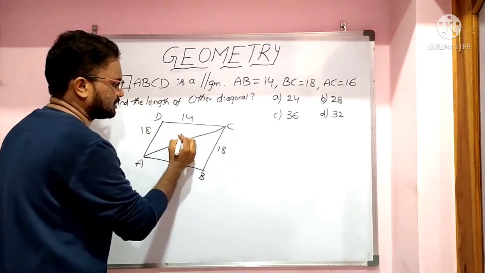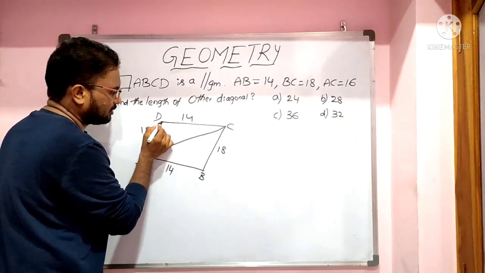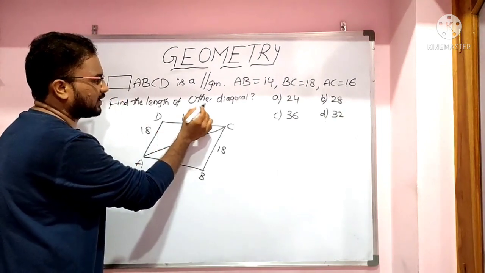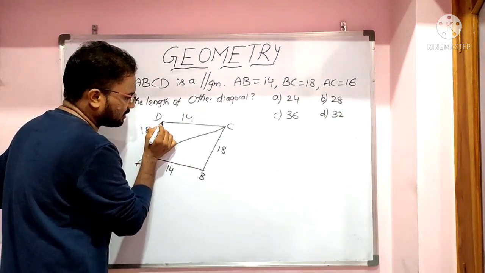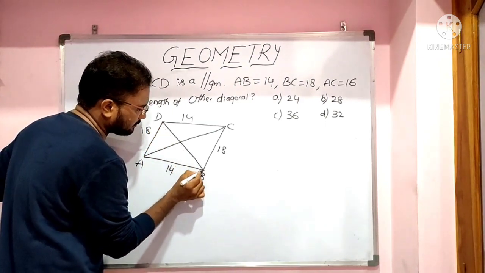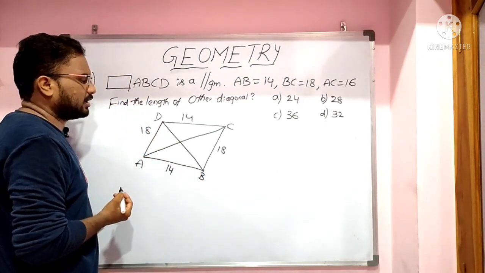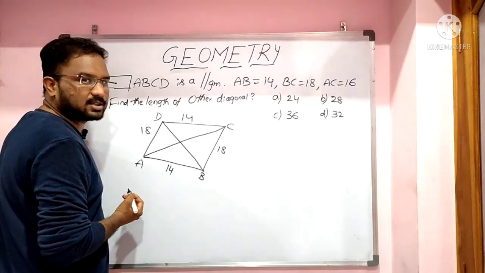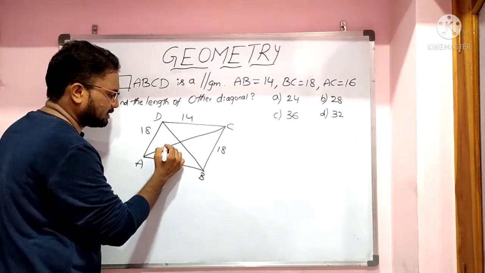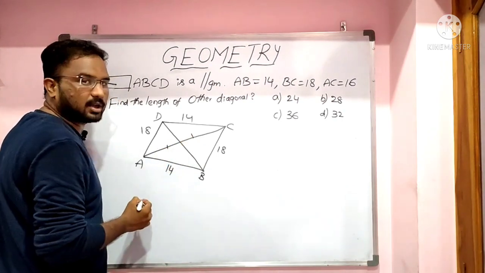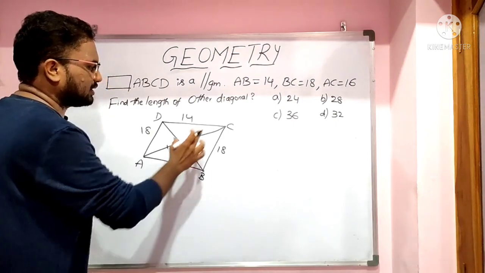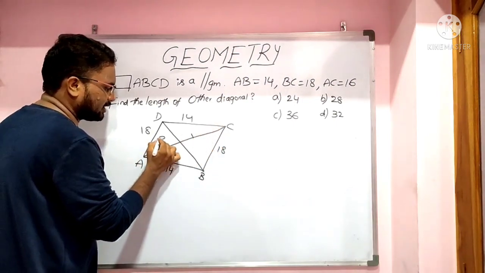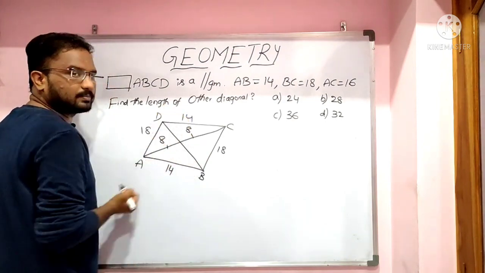So this total is 16. I will draw the other diagonal, that is BD. In a parallelogram, the diagonals bisect each other. That means both these lengths are equal. AC total value is 16, so this length will be 8 and this length will be 8.